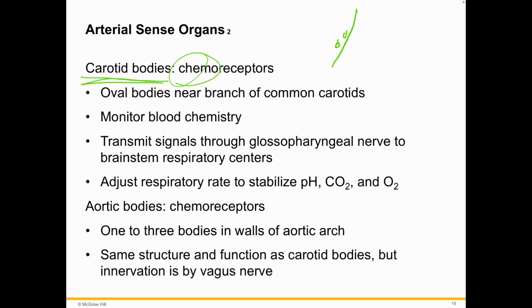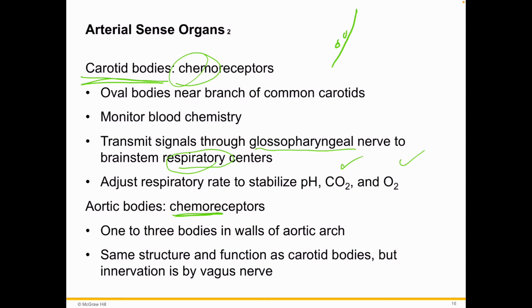So they're going to monitor the chemistry of the blood, and specifically, they're looking at respiratory rate indicators, so things like CO2, O2, all that good stuff. They're also going to use the glossopharyngeal nerve to talk to the brain, especially when it comes to, do we need to speed up or do we need to maybe slow down respiration rates? Okay. So again, these are chemoreceptors.